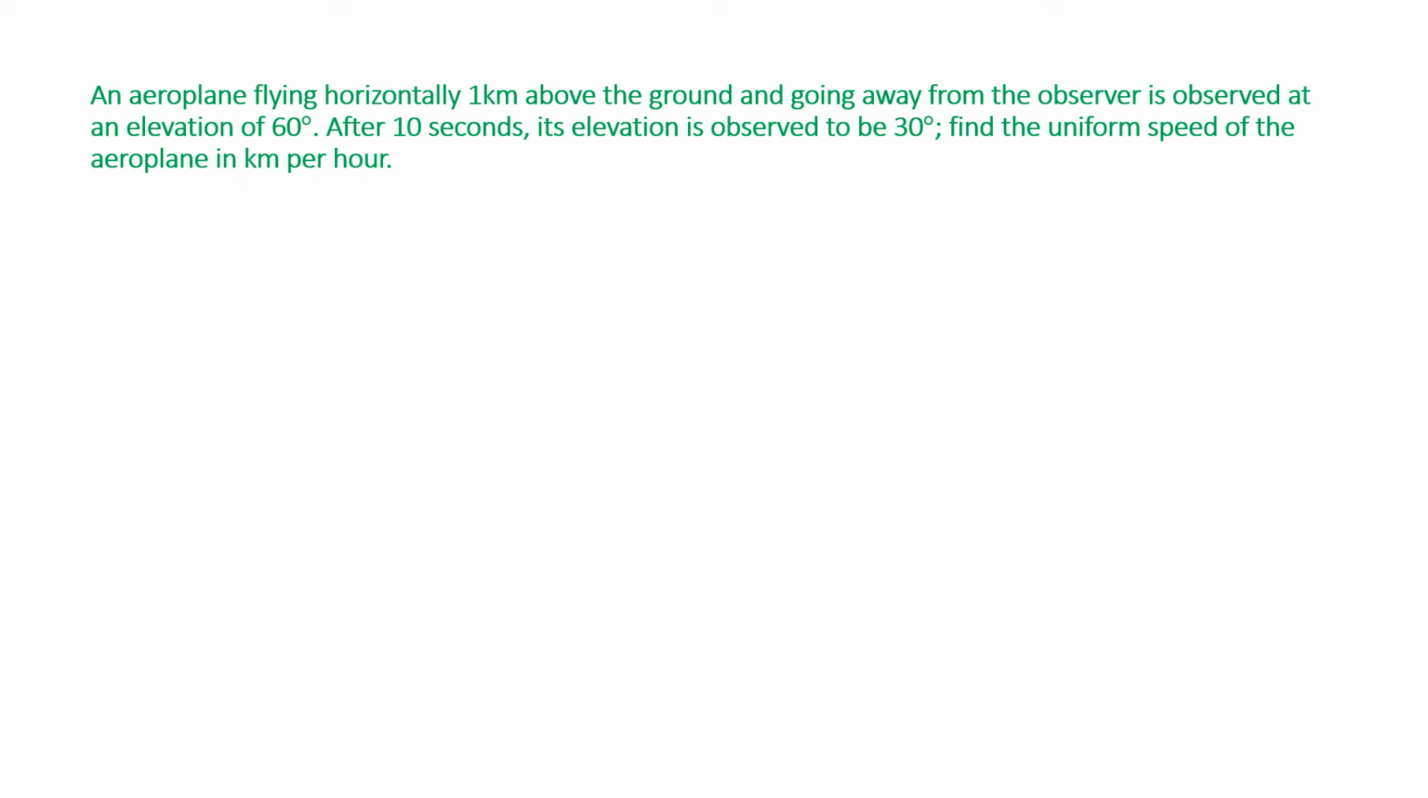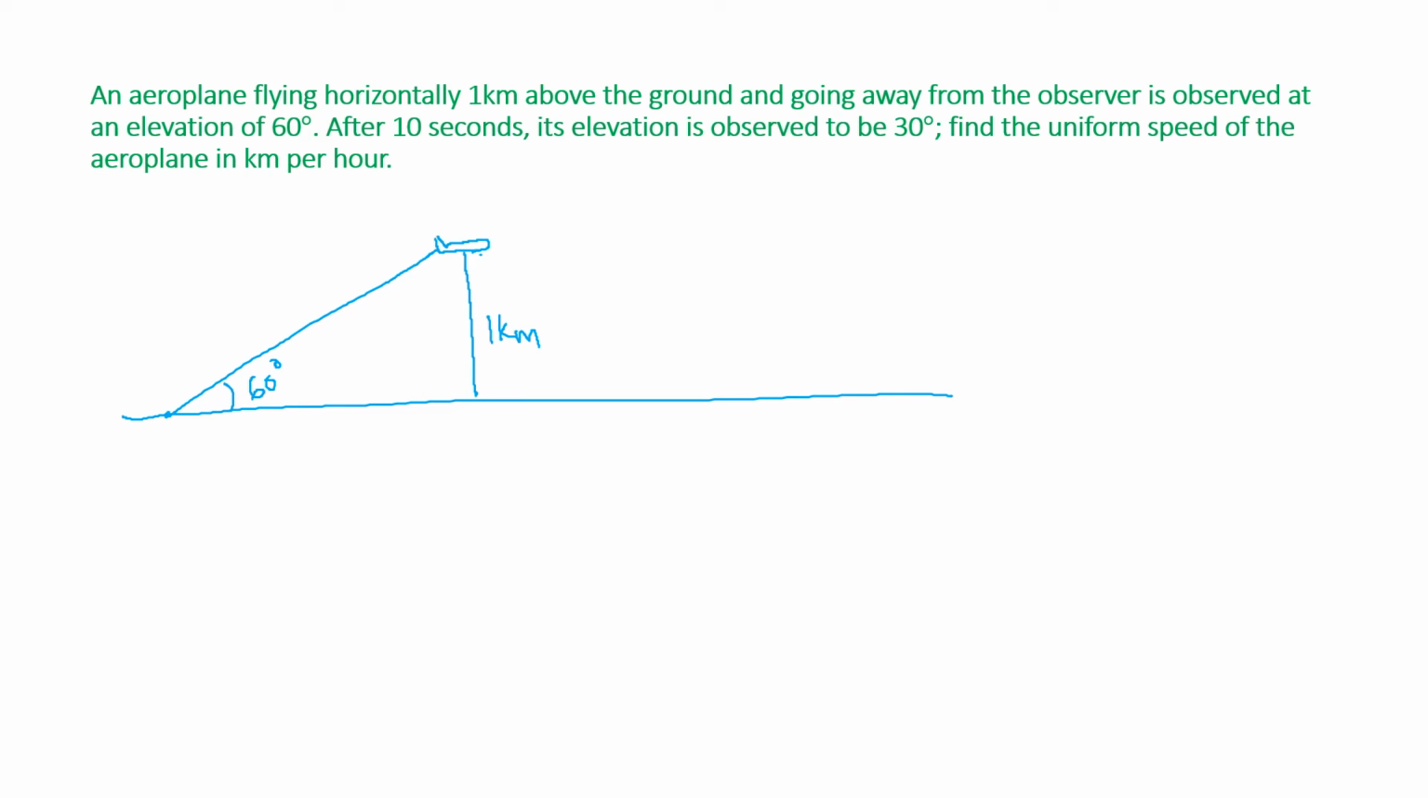Okay, this one. An aeroplane is flying horizontally 1 kilometer above the ground and going away from the observer is observed at an elevation of 60 degrees. So there is an aeroplane over here, there is an aeroplane over here, and there is an observer over here. When he is observing, the angle of elevation is 60 degrees. The aeroplane is 1 kilometer above the ground.